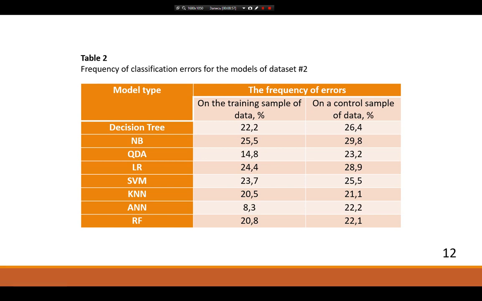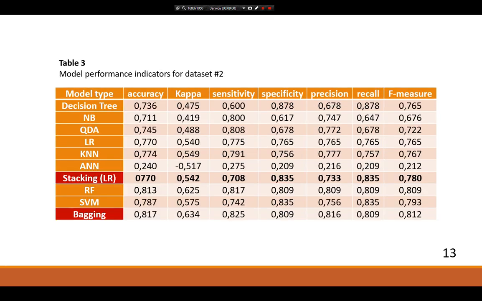Table 2 shows the values of classification error rates for the models in dataset 2, which are necessary for the correct selection of base models for the first and second level of ensemble learning. And Table 3 shows the values of performance indicators for the second dataset. For the second dataset, at the first stage, combining the basic models increased the accuracy to 77%, and at the second stage, combining some basic models and the stacking model into an ensemble model using bagging increased the model accuracy to 82%. Thus, the use of a two-level ensemble increases the efficiency of classification models.